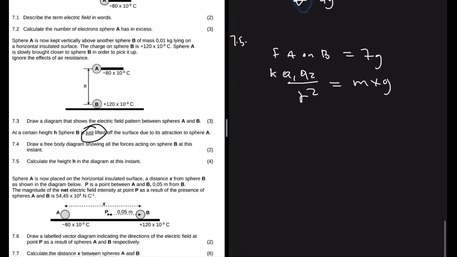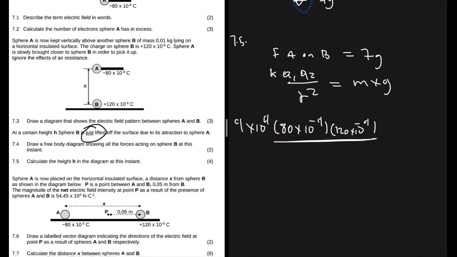So what is the value of K? We know fully well that K is 9 times 10 to the 9. The charge on Q1, let's say Q1 is A, that will be 80 multiplied by 10 to the minus 9. Don't forget, we're only interested in the magnitude of the charges and not the direction. And then for B, we're going to have 120 times 10 to the minus 9, and then we divide everything by R squared.